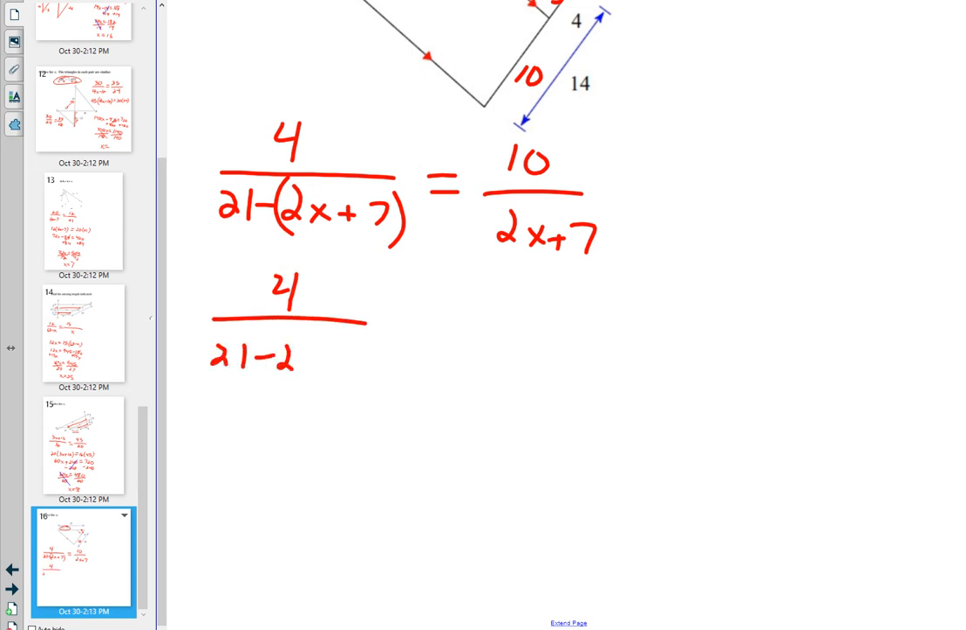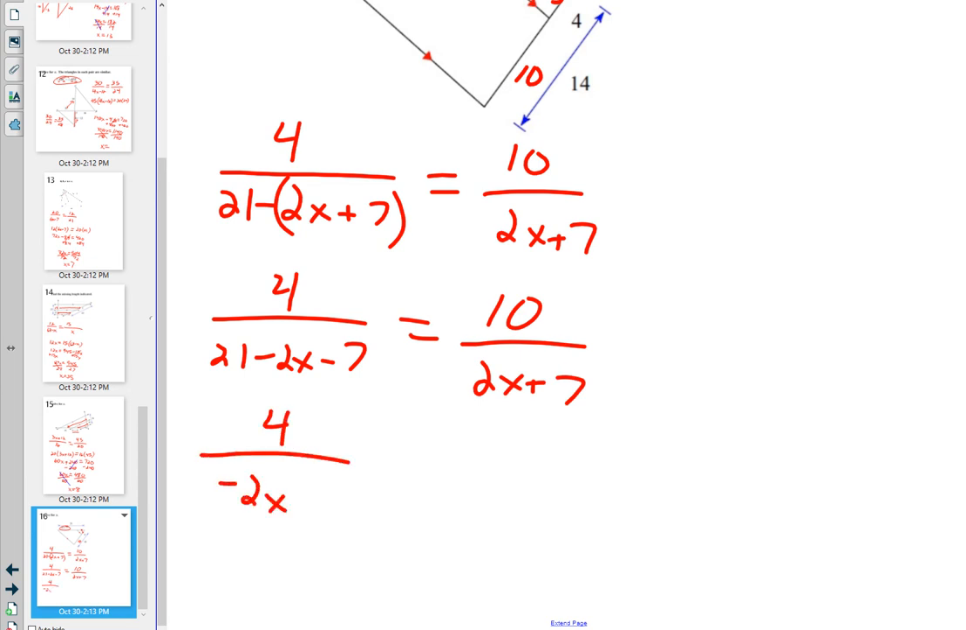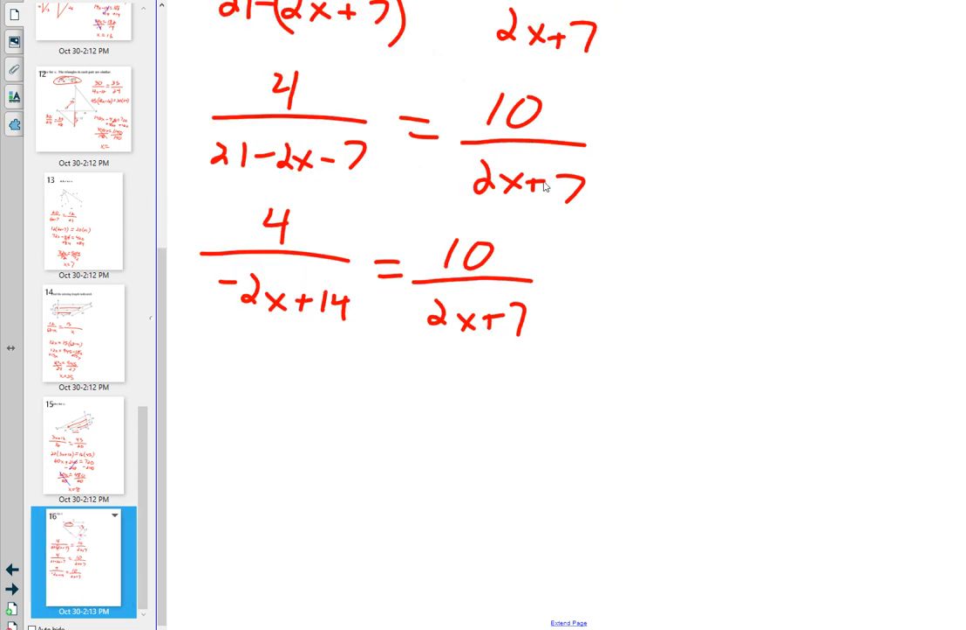Simplify 21 minus 2x minus 7, and then distribute the negative. So I get 4 over negative 2x plus 14. So 4 times 2x plus 7 is equal to 10 times negative 2x plus 14.